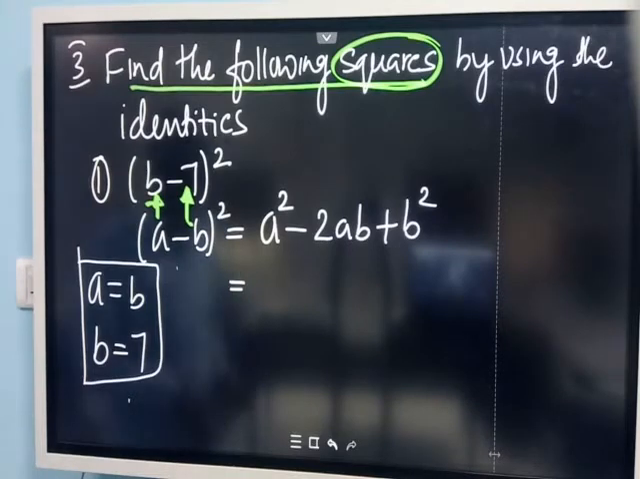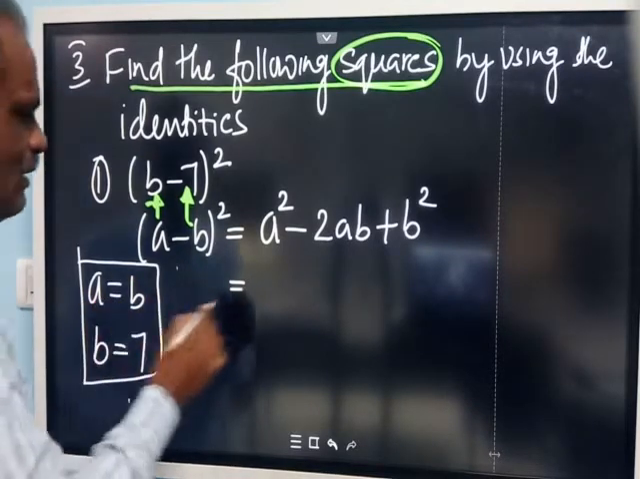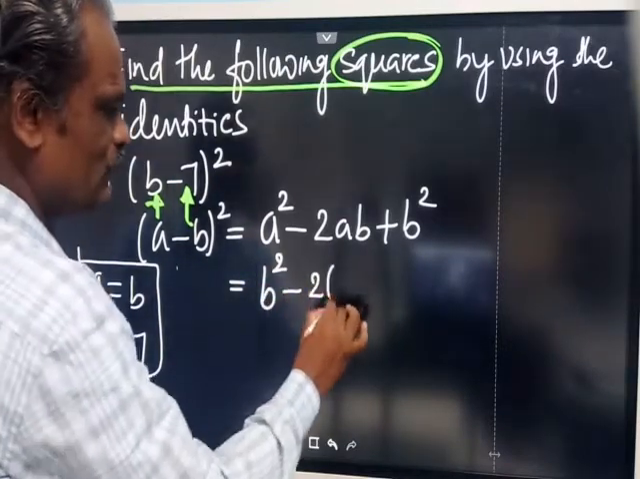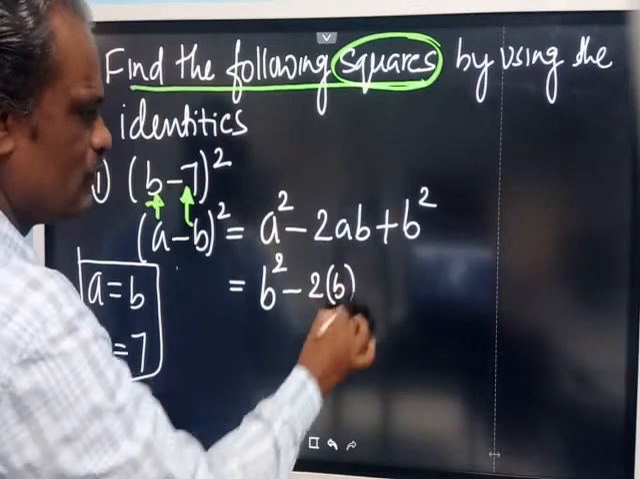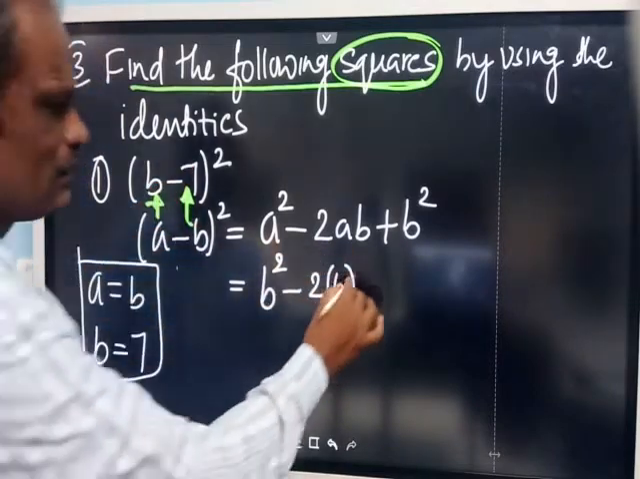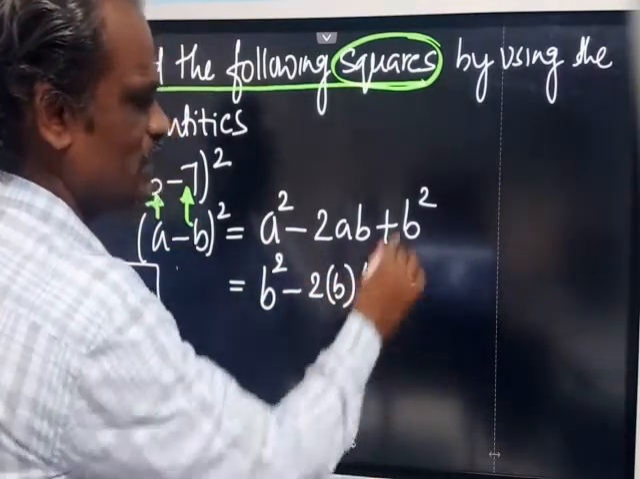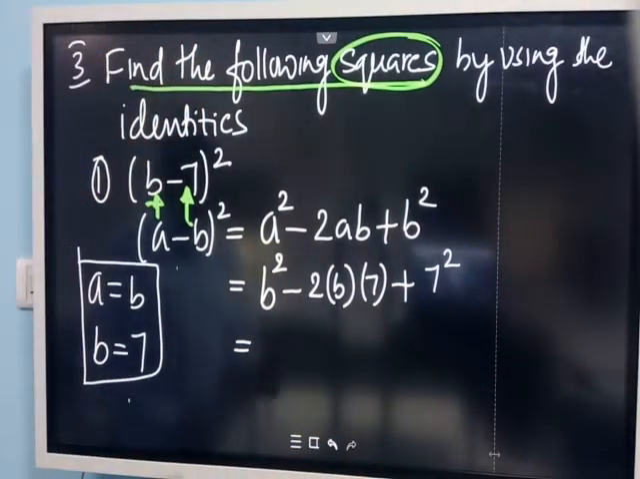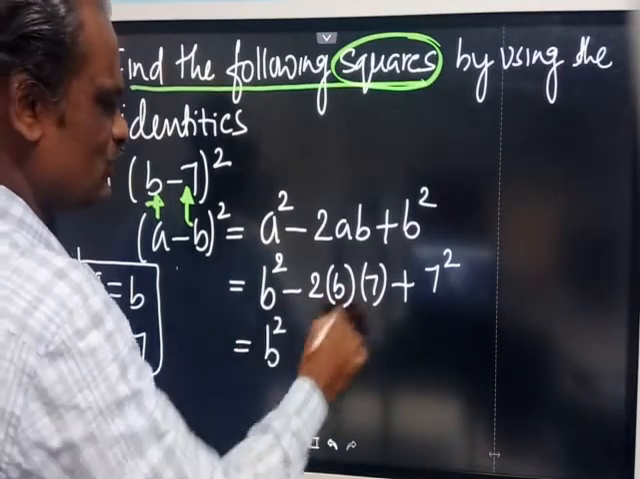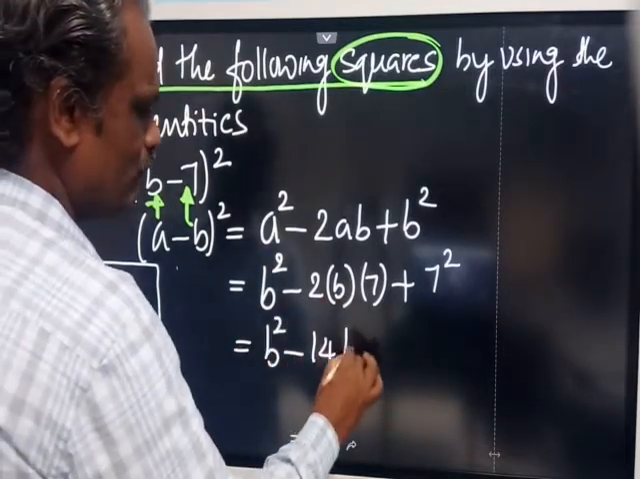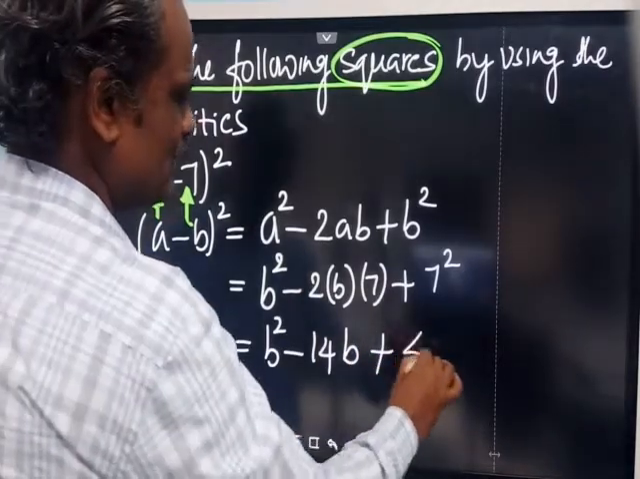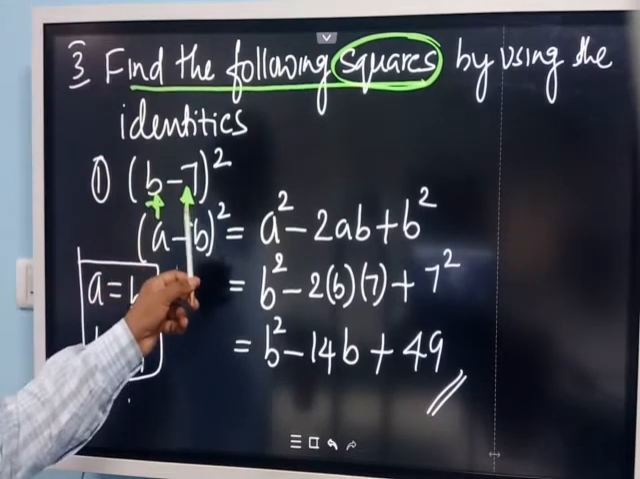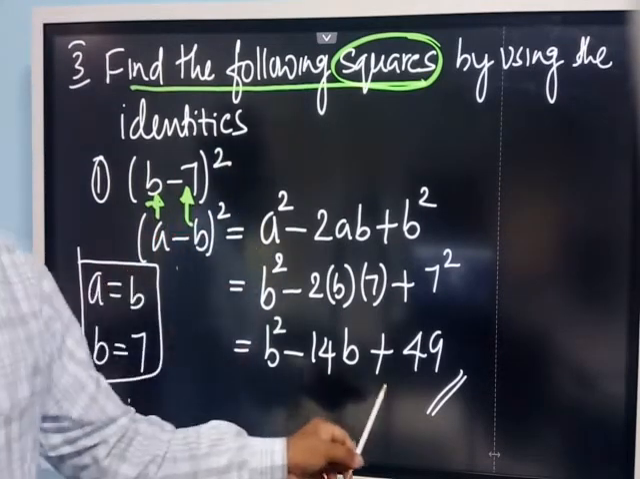So now what is a square? A square means a value here is b, so it becomes b square. Minus 2 into what is a value? It is b. What is b value? It is 7. So the last term b square means 7 square. Now simplify this one. b square as it is, minus 2 into 7 is minus 14b. The last one, 7 square, is 49. So this is the square of b minus 7.